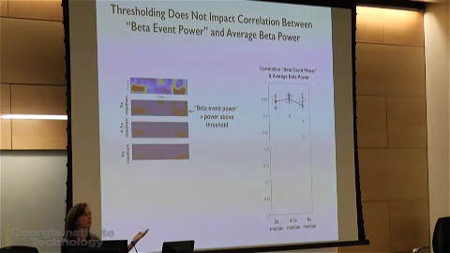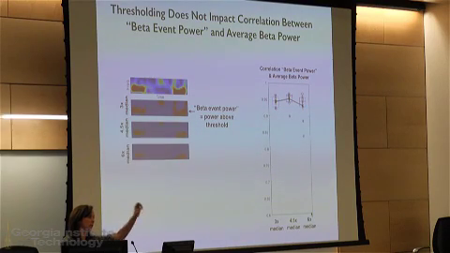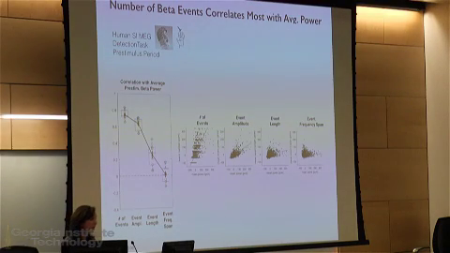And so for the rest of what I'm going to show you, we're just looking at one threshold, and it happens to be this highest threshold here. Okay, so now let's threshold our spectrogram, look at our events, and see, is it the number, amplitude, length, or frequency span? And it turns out it's the number of events that shows the strongest correlation with pre-stimulus average power.